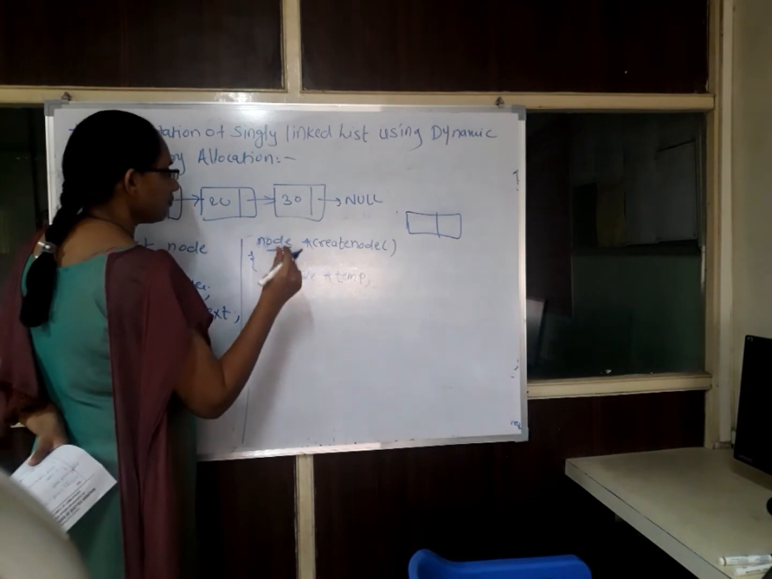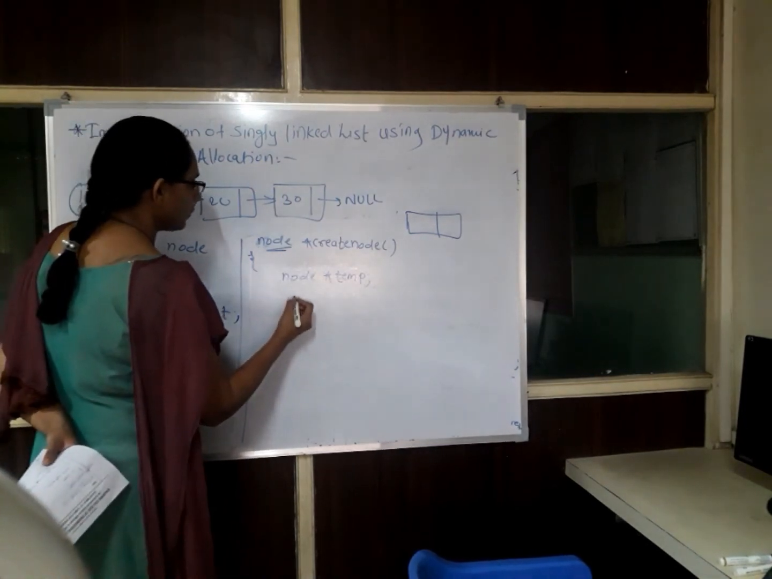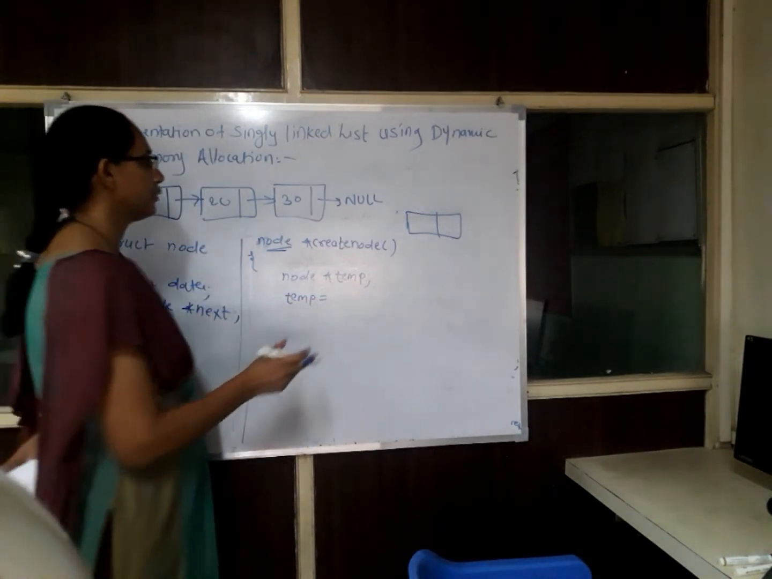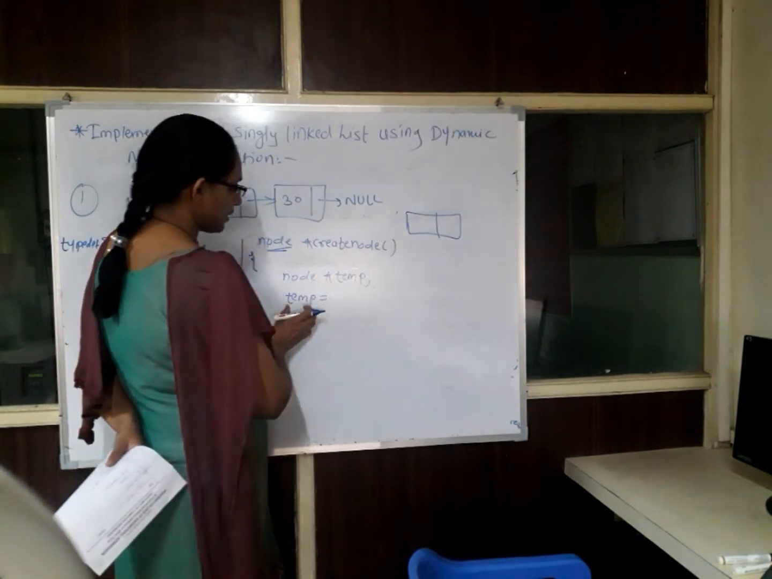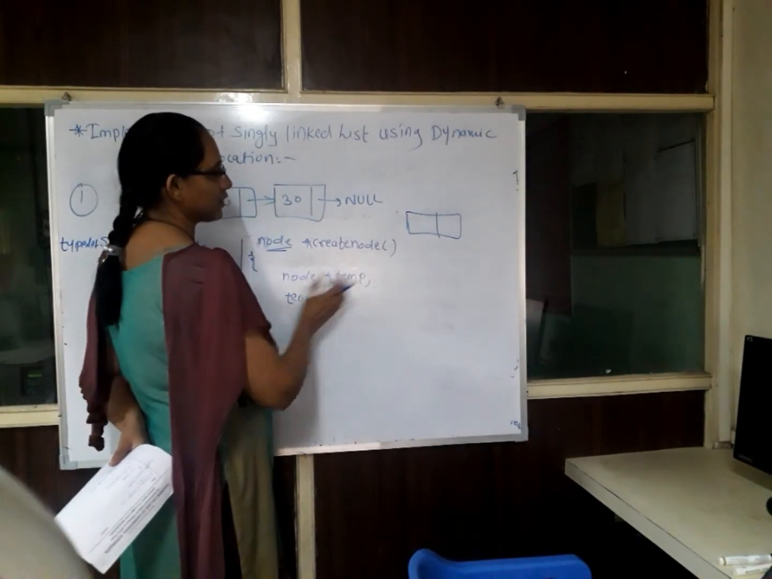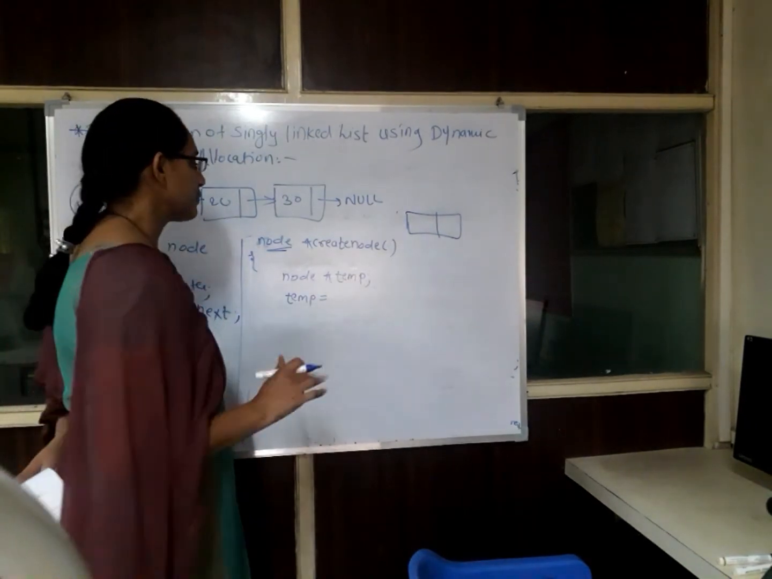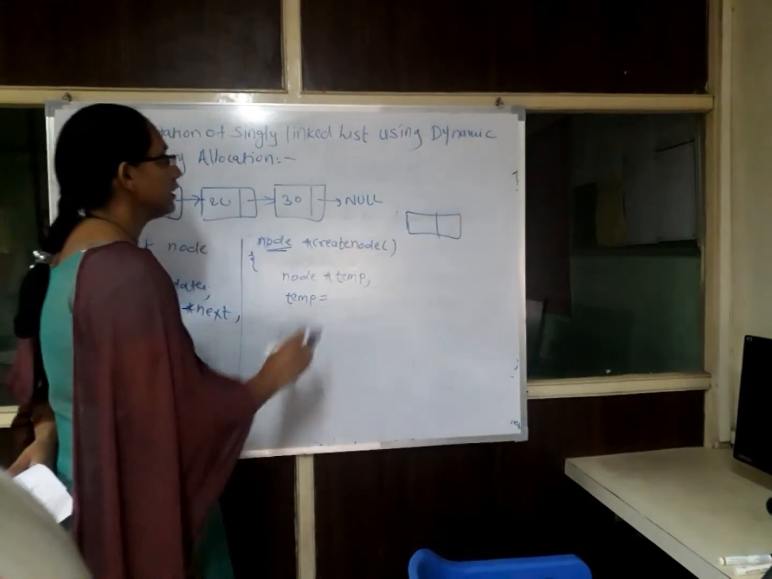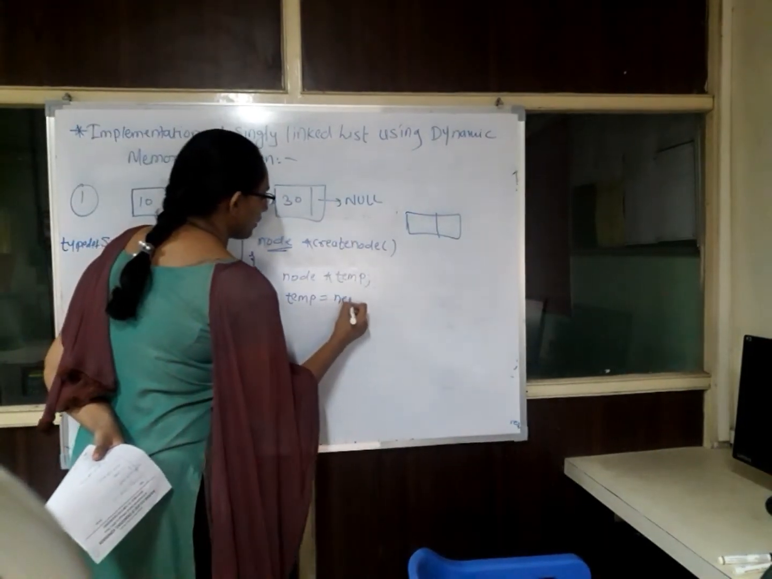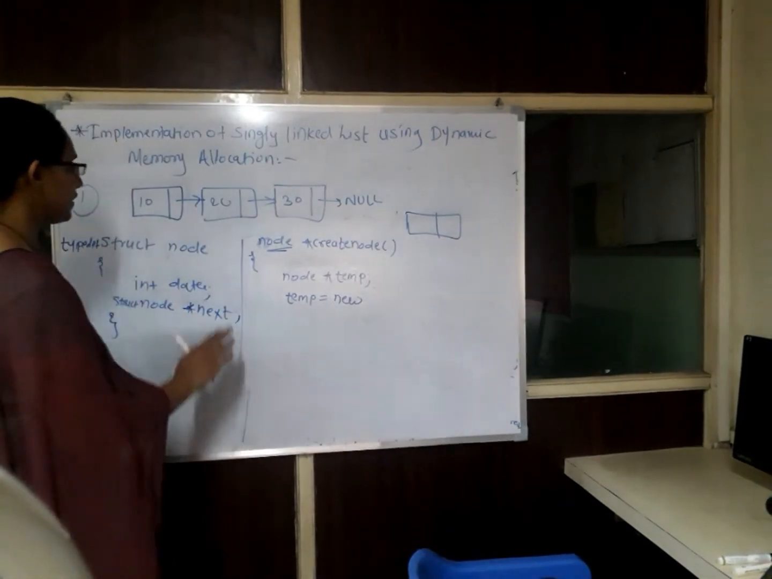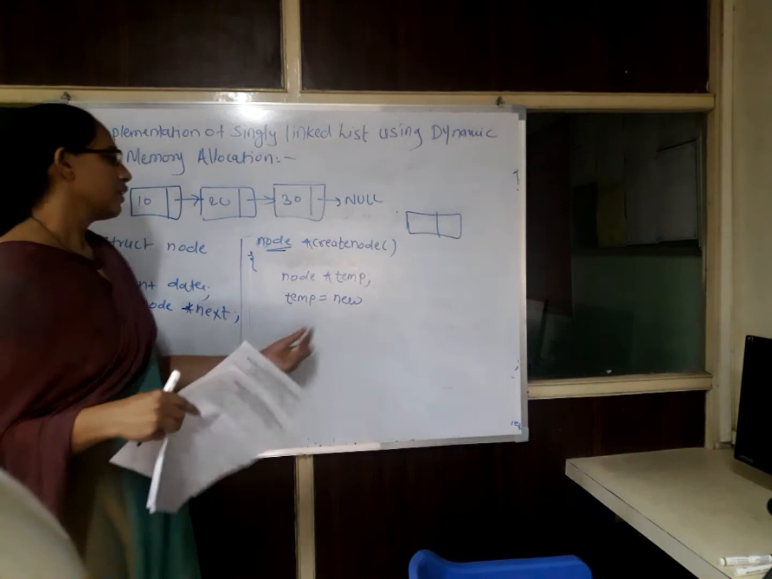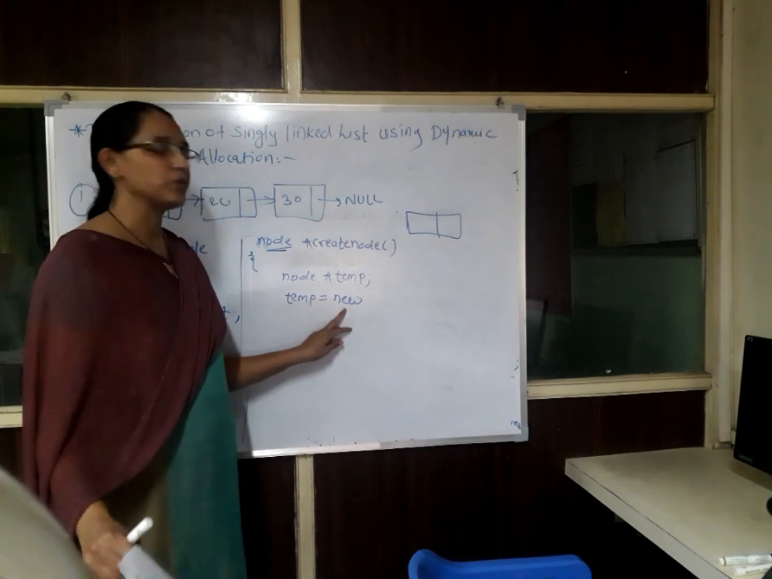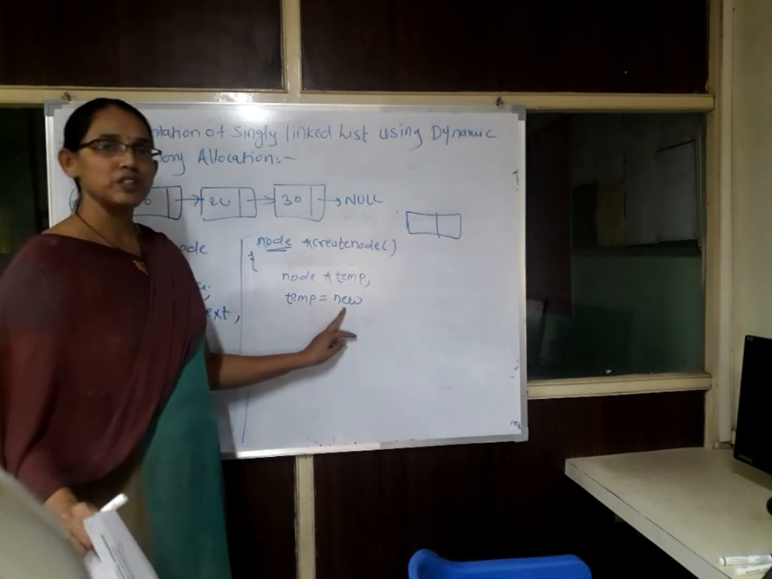Then creating the node. So how to create a node? Temp holds the address of the newly created node. Address means memory, so we have to create memory to store that node. How to create memory? Dynamically, by using an operator called new, because here we are using C++, so we can use new. If you are using C language, then you have to use the malloc function.